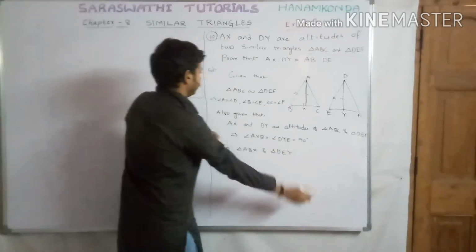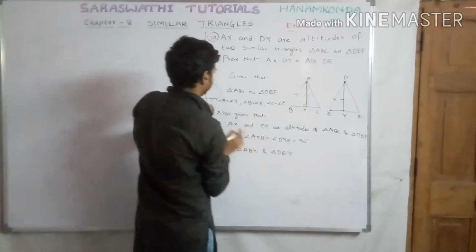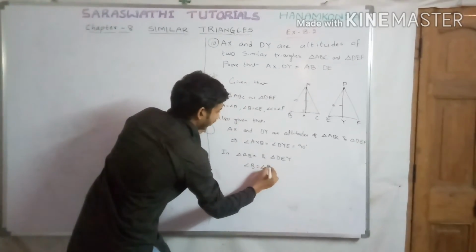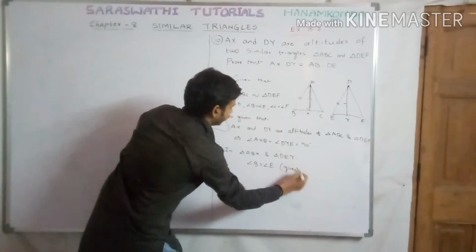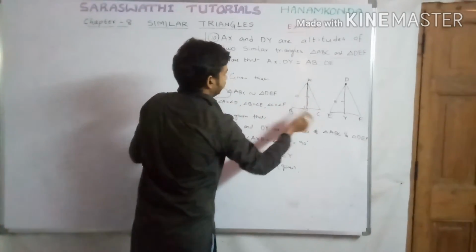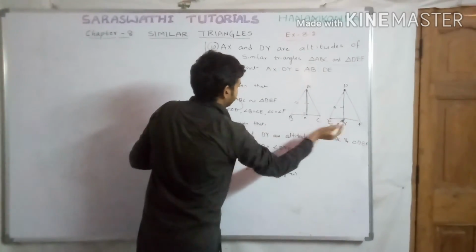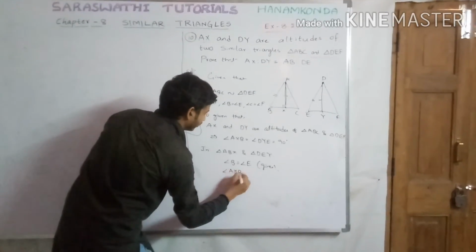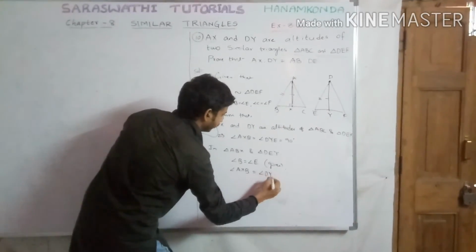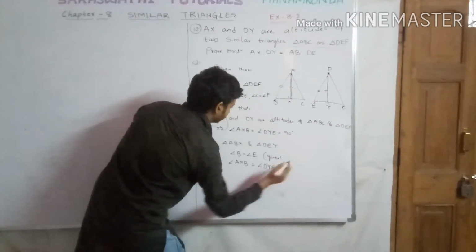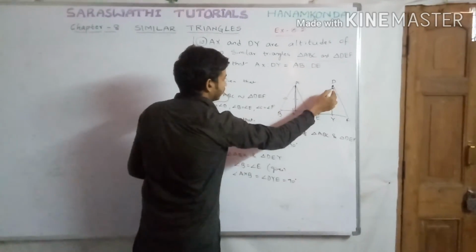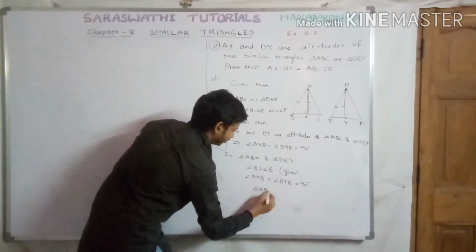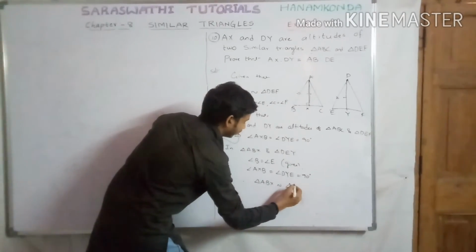In triangle ABX and triangle DEY, in both the triangles, angle B equal to angle E, given. Again, angle AXB equal to angle DYE equal to 90 degrees, we have obtained from here. Therefore, triangle ABX is similar to triangle DEY.